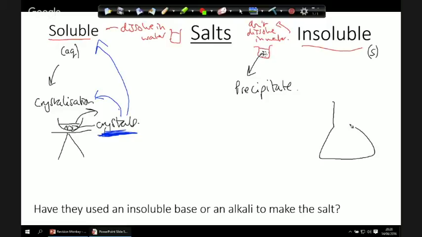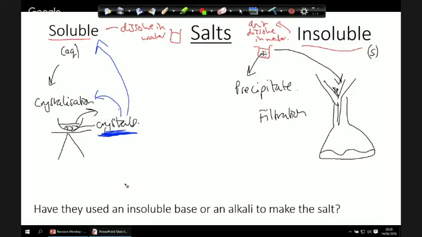So you'd have yourself a conical flask, a filter, and some filter paper, and you would pour in your insoluble salt, which would collect here, and you'd have the liquid at the bottom. So filtration to separate something that doesn't dissolve in water, and crystallization for something that does.